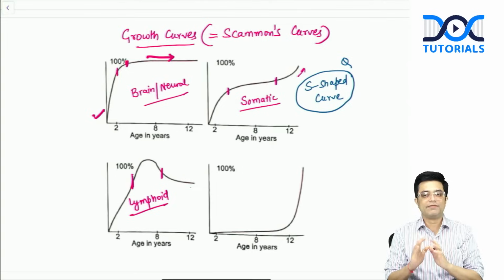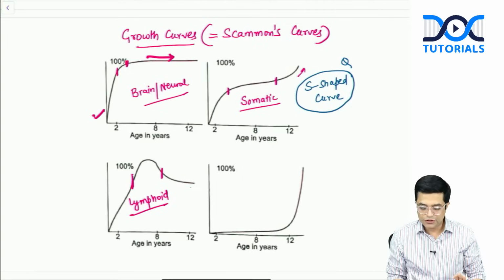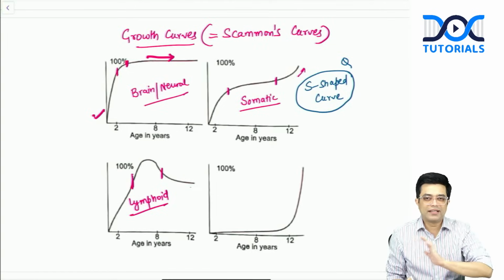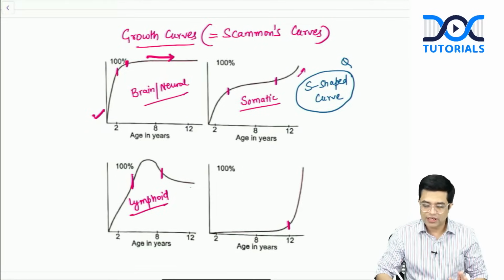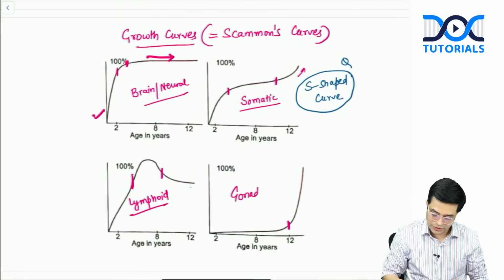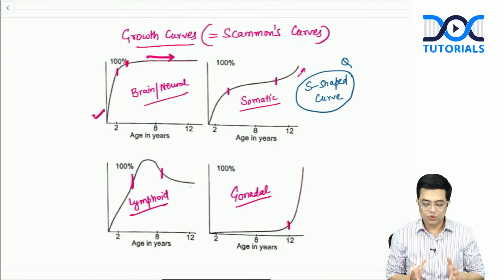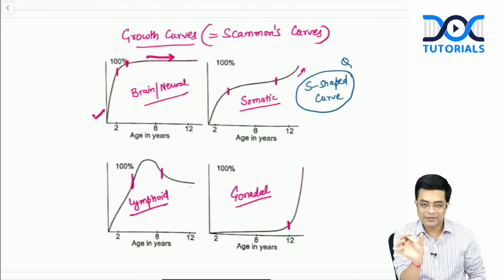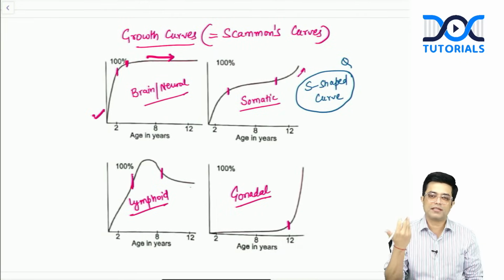And the fourth one is very easy to understand. The growth of the tissue was absolutely negligible until puberty started, and then under the effect of hormones it simply picked up. So this is the gonadal growth. You can get it as a single image, you can be asked as multiple images, and already once it has been asked in FMG exam.